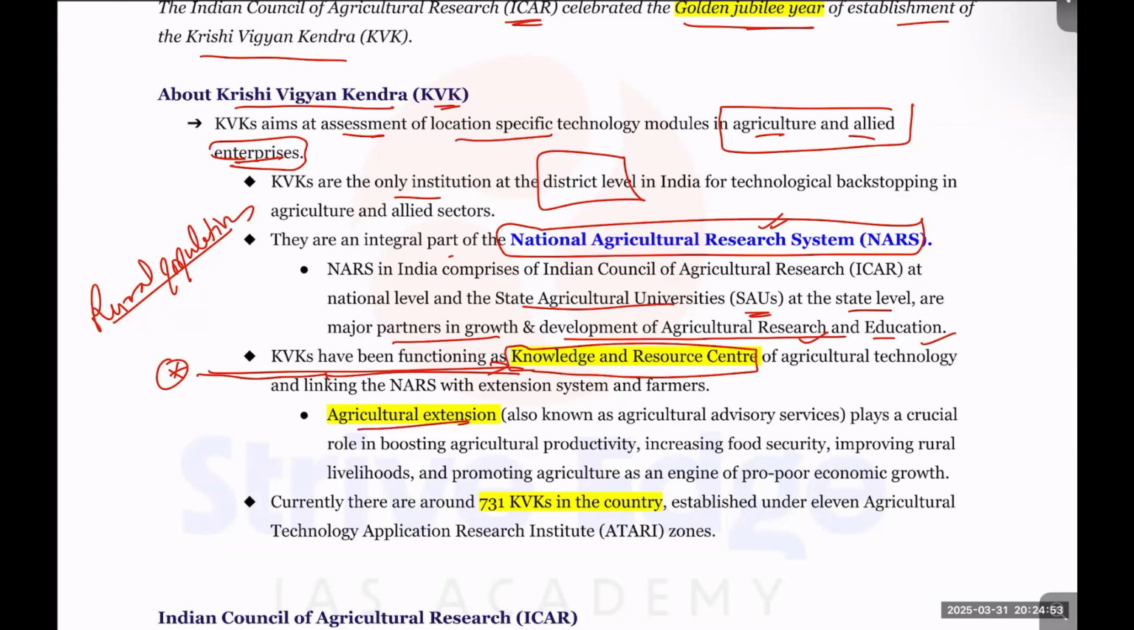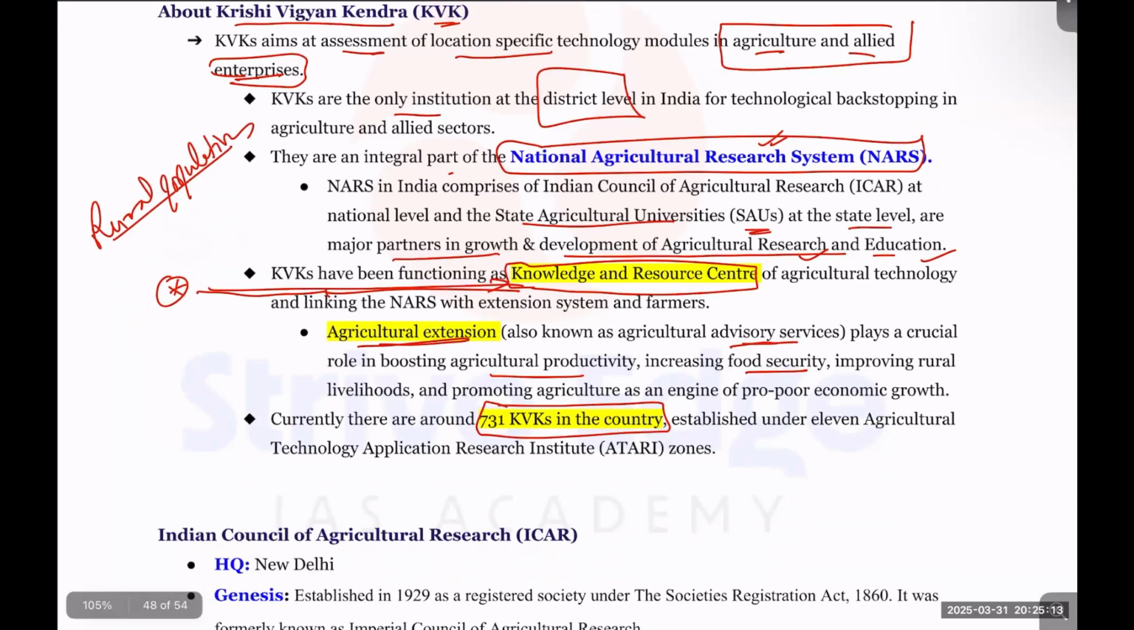They also provide agriculture extension services. Extension services are like advisory services to increase agricultural productivity, food security, etc. And you should remember that currently there are 731 KVKs in the country, right? So these are some of the things that you should remember about the Krishi Vigyan Kendras.